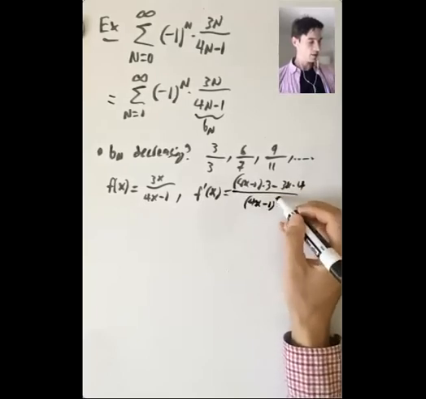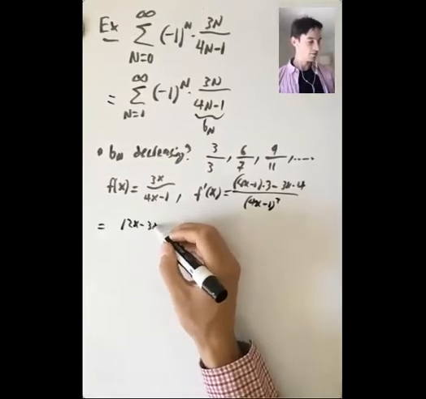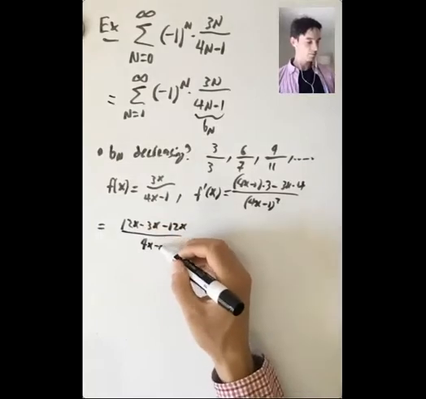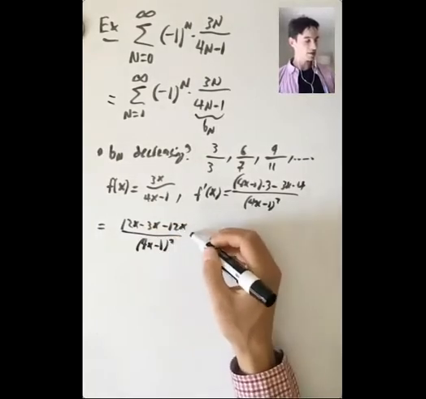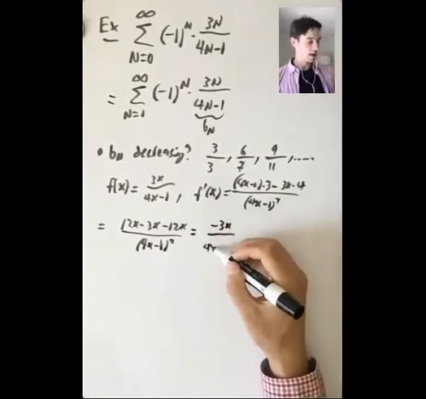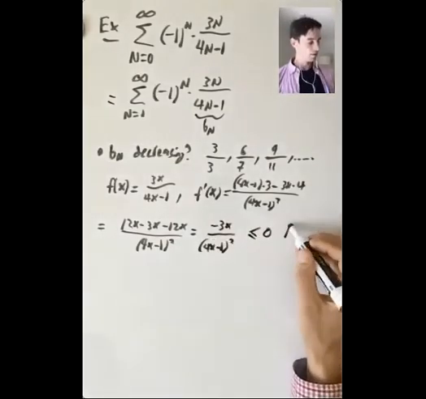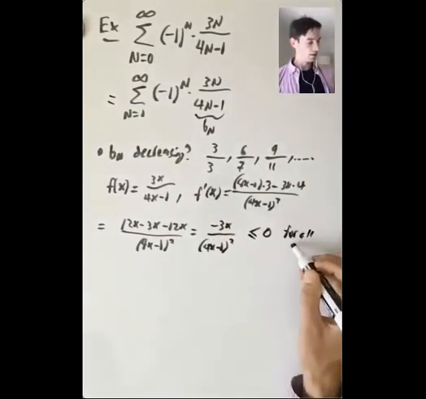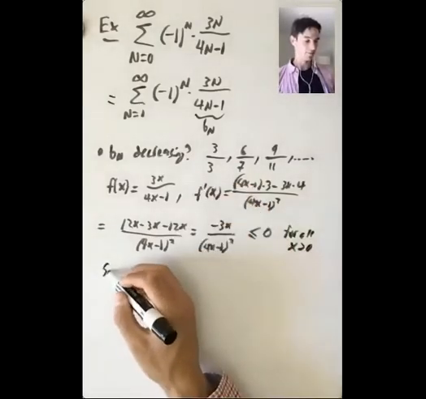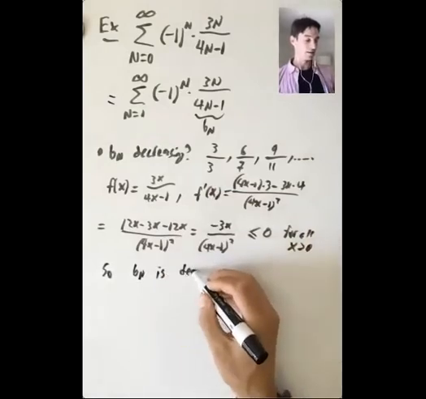So f prime of x is (4x minus 1 times 3 minus 3x times 4) over (4x minus 1) squared, which is the same as (12x minus 3 minus 12x) over (4x minus 1) squared. These 12x's cancel. You just get negative 3 over (4x minus 1) squared. So this is less than or equal to 0 for all x bigger than 0. So this Bn sequence is decreasing because this function f is decreasing.